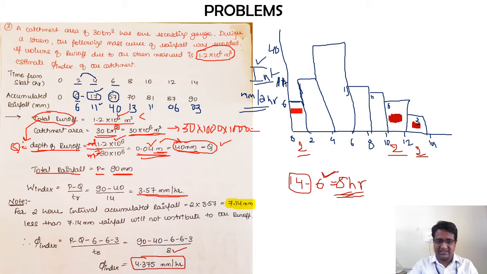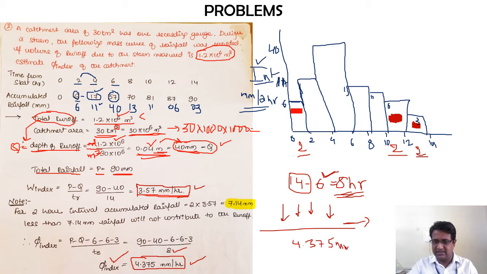4.375 millimeters per hour. Again you can compare the phi index and W index values. As we have mentioned, your phi index is always greater than the W index. Here, what they are trying to say is, if the rainfall occurs with the given set of conditions and runoff, the average infiltration that is going to take place in the soil is 4.375 millimeters per hour itself.